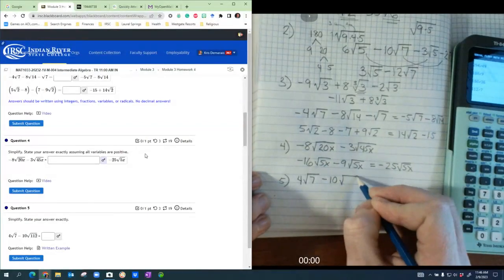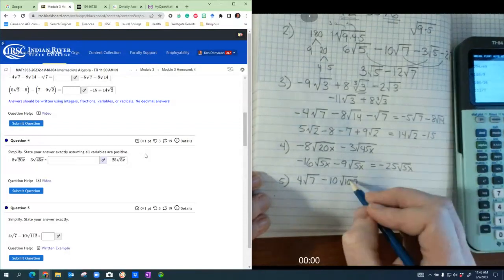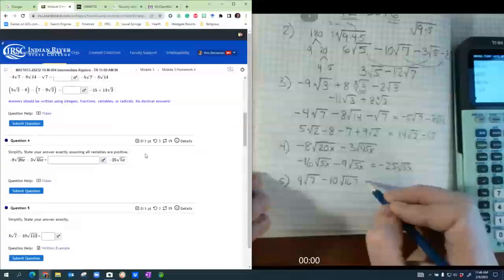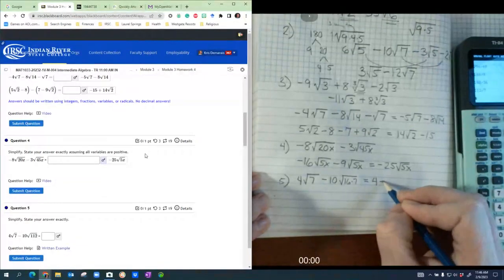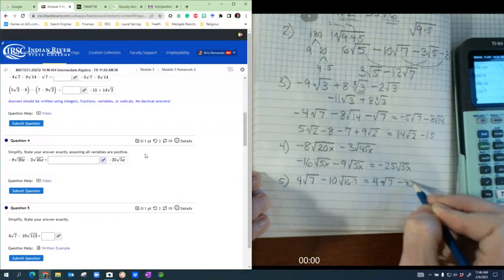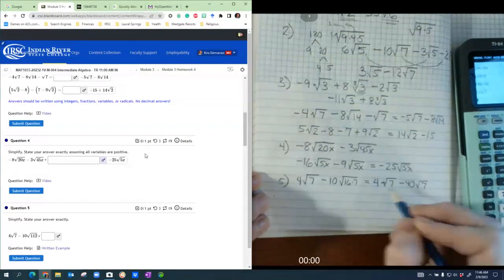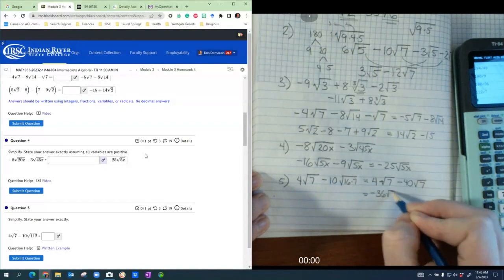So 112 broke down to 16 times 7. And so I can take 16 out as 4. 4 times 10 is 40. So I'm going to go ahead and put this. And then I have my answer as -36 radical 7.